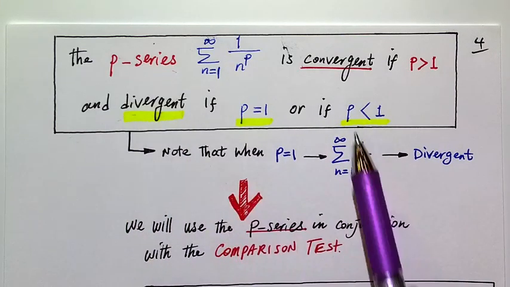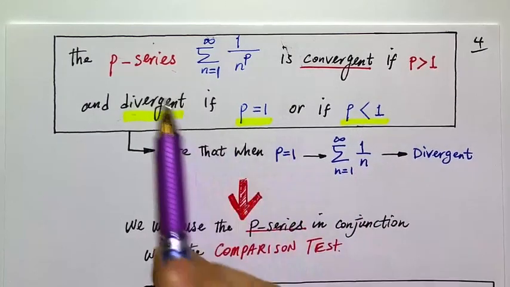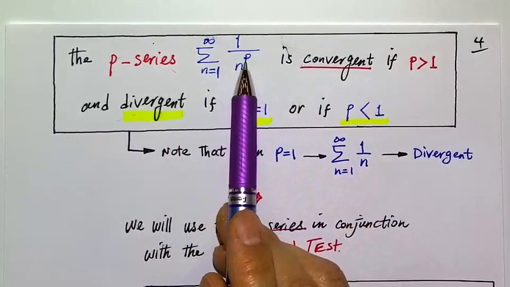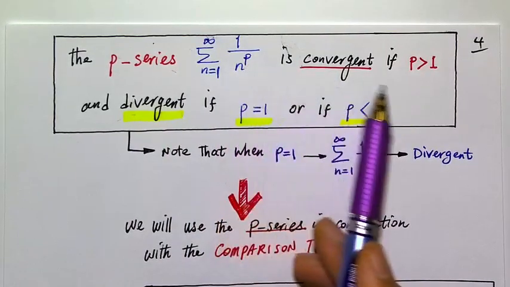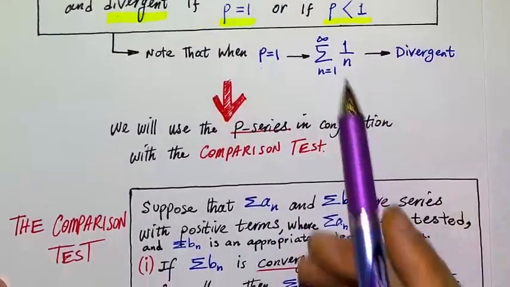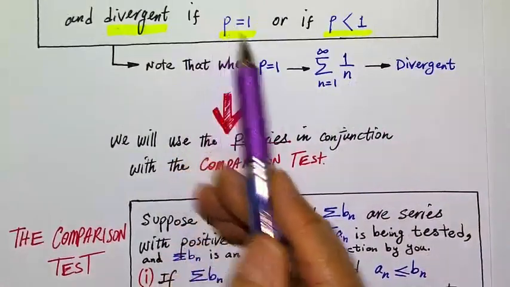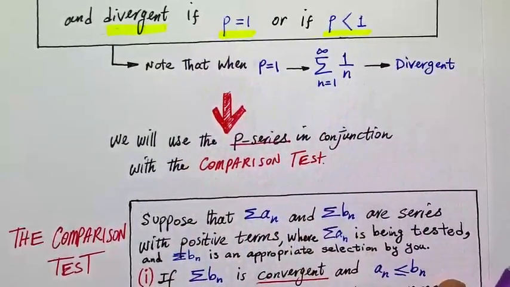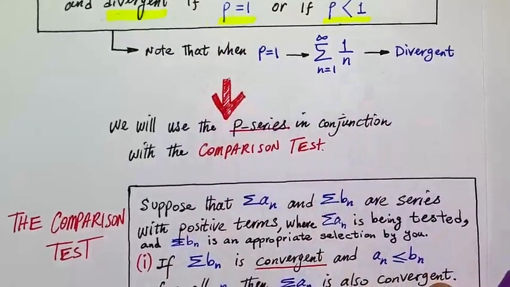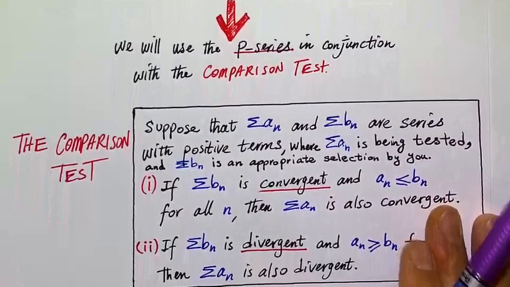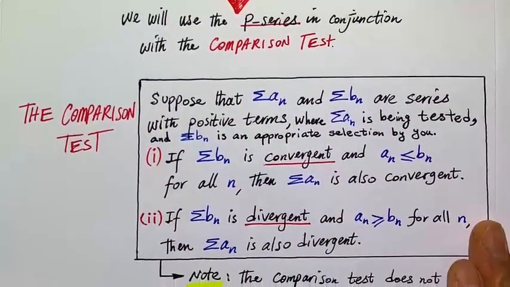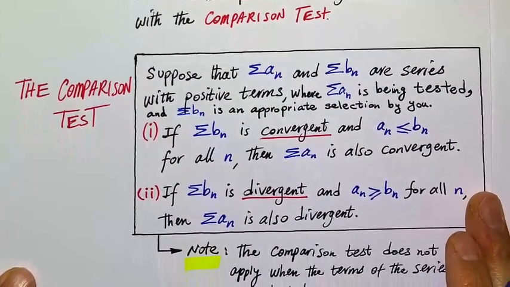So the only case where the p-series is convergent is if p is larger than 1. And this is just a reiteration of what I said, because it's so important and does come up often: the case where p equals 1 means the p-series is divergent. We will use the p-series in conjunction with the comparison test, and you'll see in a few seconds why.